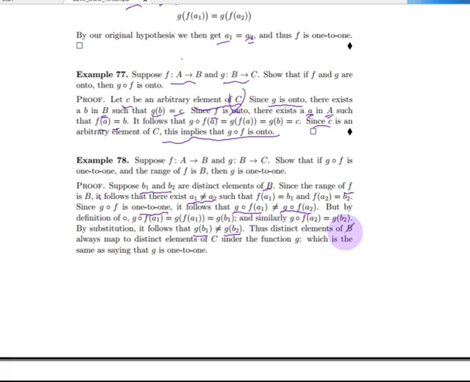So distinct elements of B always map to distinct elements of C, which is the same as saying that G is one-to-one. Okay, so the proof really does follow the idea.